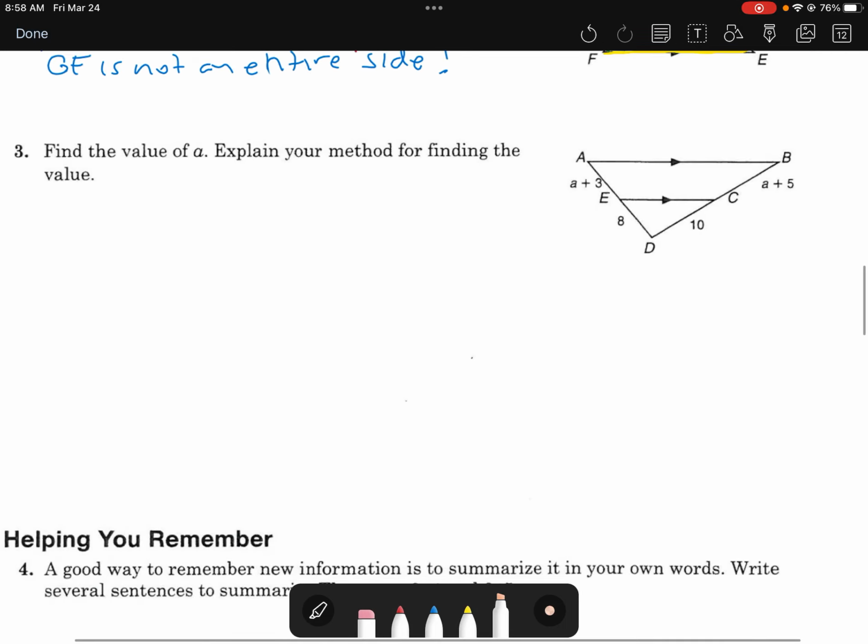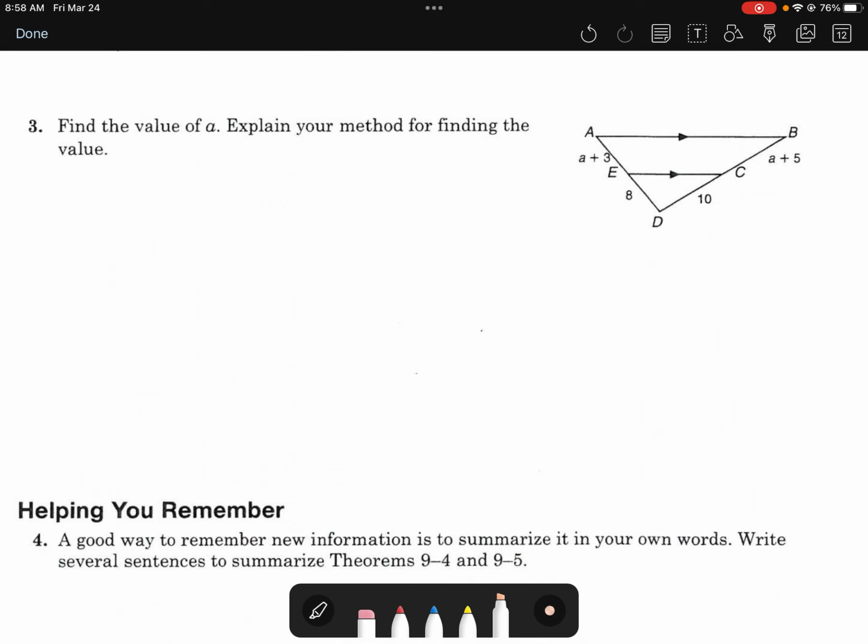Okay. Number 3, find the value of A. Explain your method for finding the value. There's your diagram. You have a triangle. Inside of a triangle, you have parallel segments. Notice how that smaller parallel segment is splitting the 2 sides of the big triangle. So you can use that side splitter theorem, that's theorem 9.5, to write an easy proportion like this.